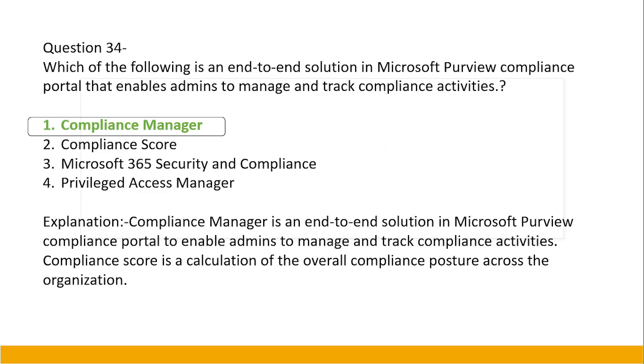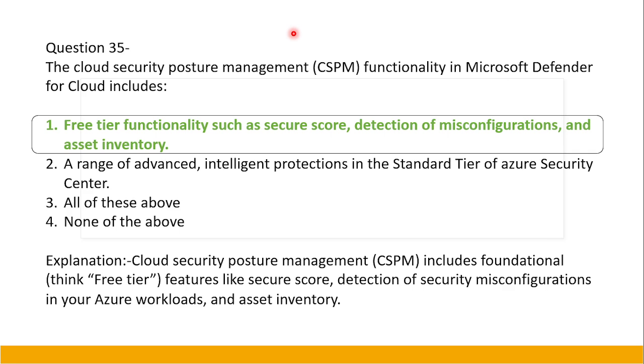Moving on to question number 35. The cloud security posture management functionality in Microsoft Defender for Cloud includes free tier functionality such as secure score, detection of misconfiguration, asset inventory. Option 2, a range of advanced intelligent protection in the standard tier of Azure Security Center. Number 3, all of the above. Number 4, none of the above. Cloud security posture management includes foundational features like the secure score, detection of security misconfiguration in your Azure workload, and asset inventory.